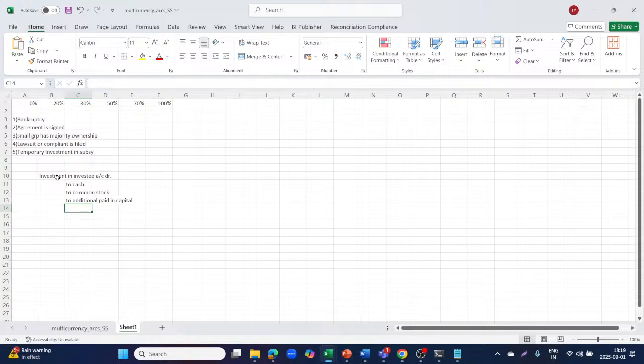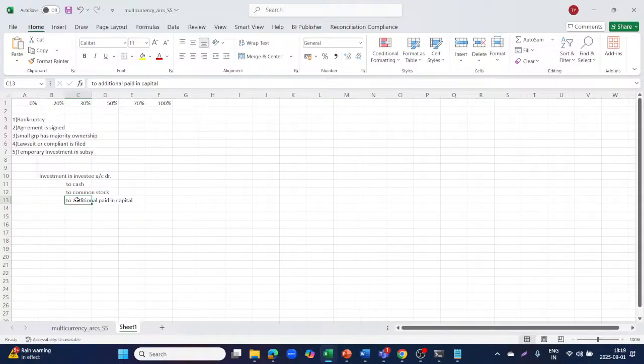So this is the investment we are booking, and our cash is going out, and we are adding to common stock and additional paid in capital, which means the share capital is increasing, and the paid up capital is increasing.